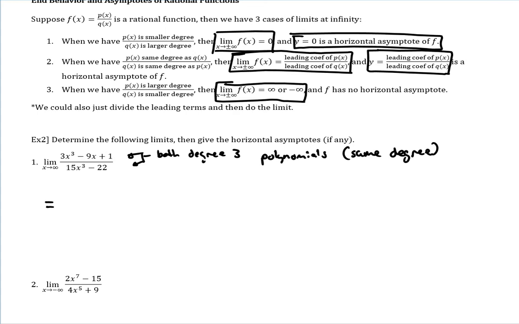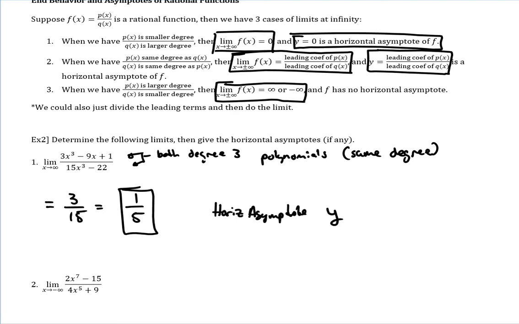So this limit is equal to 3 over 15, which equals eventually 1/5 when we simplify. And so then that means we do have a horizontal asymptote. So if we have our value here, we're just following that number 2. Our horizontal asymptote is just make sure you put y in front of it first equals that 1/5.